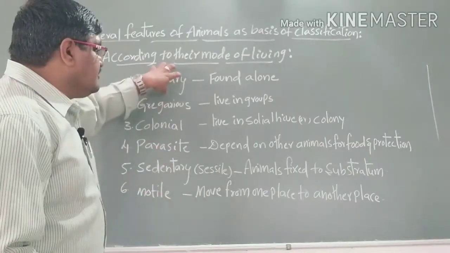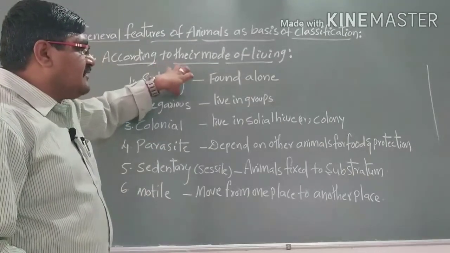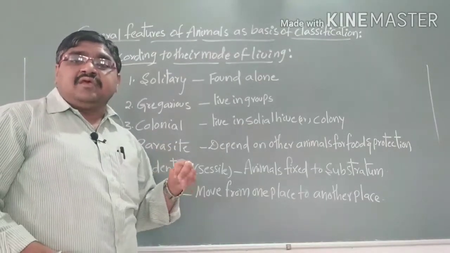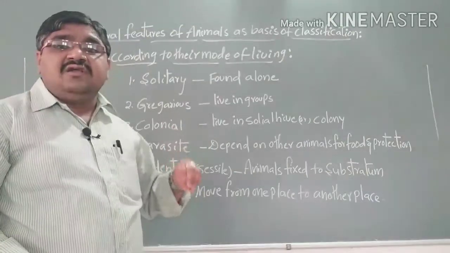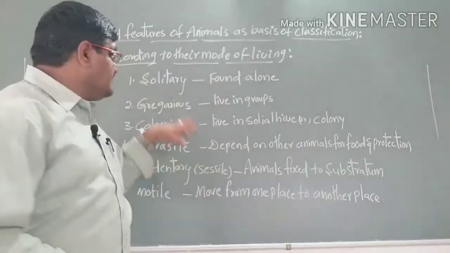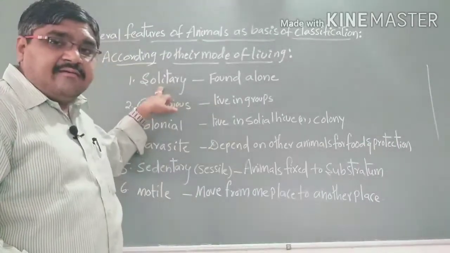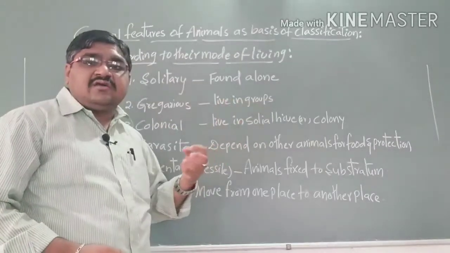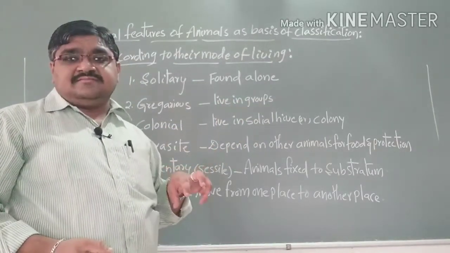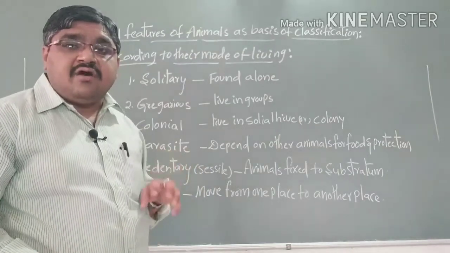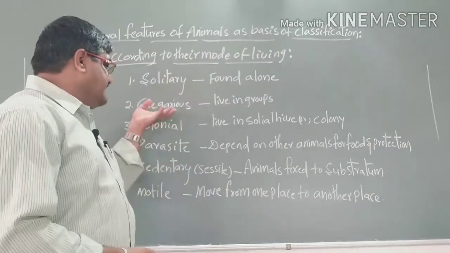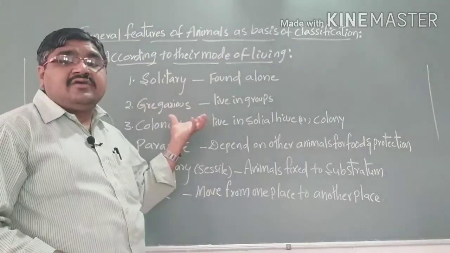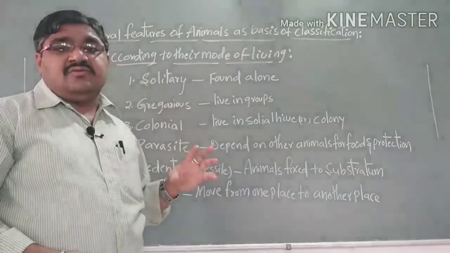What does solitary mean? If the organisms are found alone, as single individuals, living individually, then we call that solitary. And gregarious means living in groups. If the organisms form several groups, then we call them gregarious. Gregarious means the organisms which are present in groups are called gregarious forms.